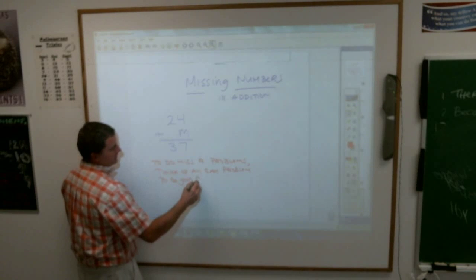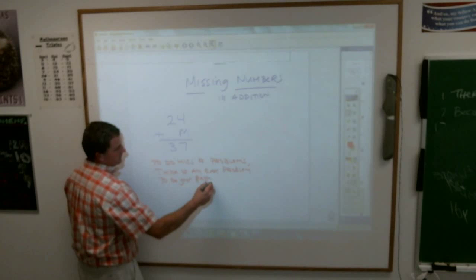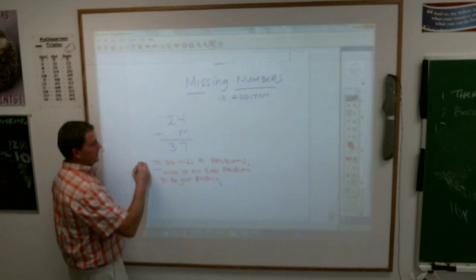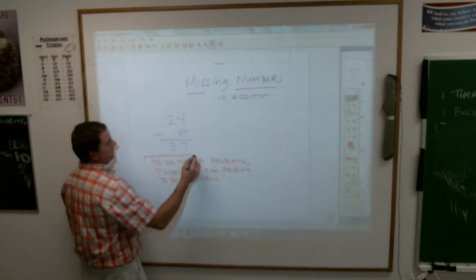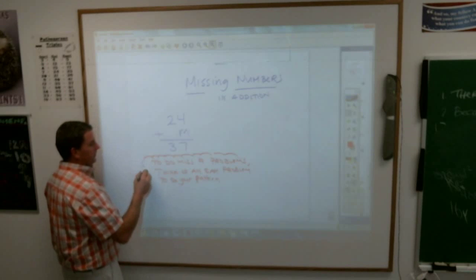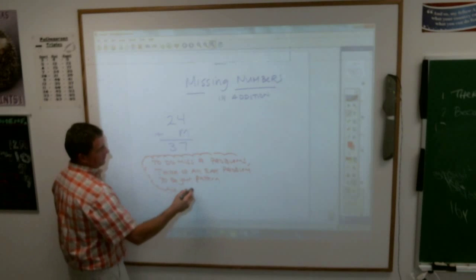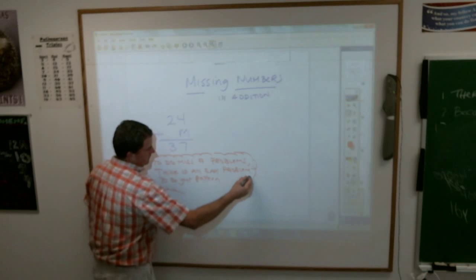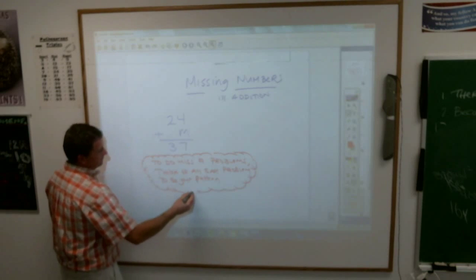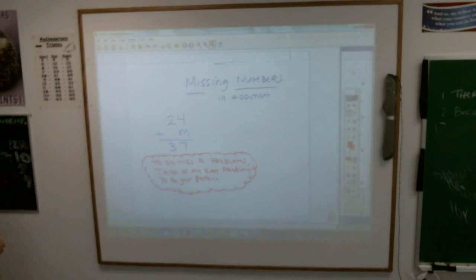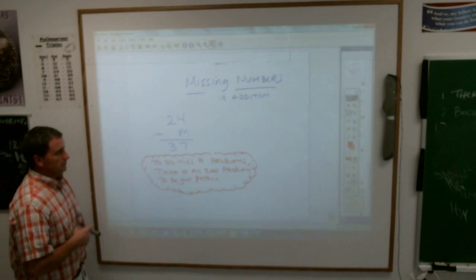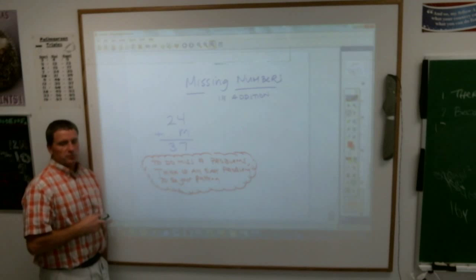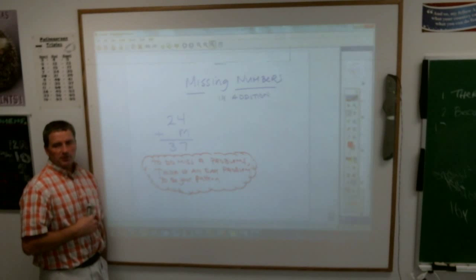And that won't make any sense until I explain what that means to you. Write that down, and then you can put it in a little cloud like I do, because it's a very important thing. I love the cloud. To do a missing number problem, think of an easy problem to be your pattern. I'll give you a chance to write that, and then we'll talk about it. And then you'll probably go, ooh, yeah, that makes sense. But only after I do that.